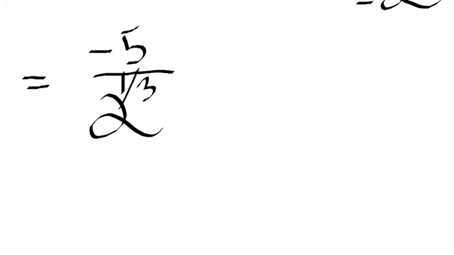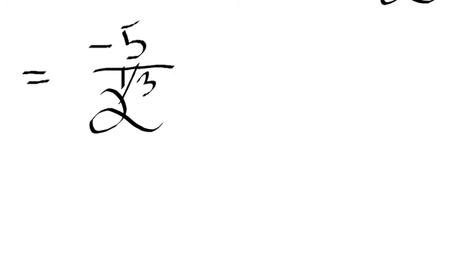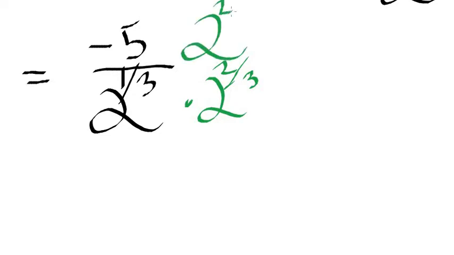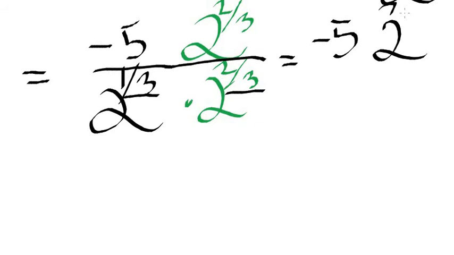Okay. But remember, we're going to want to do, let's see, we'll use green again. We're going to multiply the bottom by 2 to the 2/3. And what we do at the bottom, we got to do at the top. All right. We add their exponents, so 1/3 plus 2/3 is 1. So what are we left with? -5 times 2 to the 2/3 over 2.